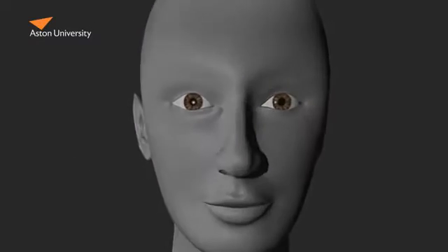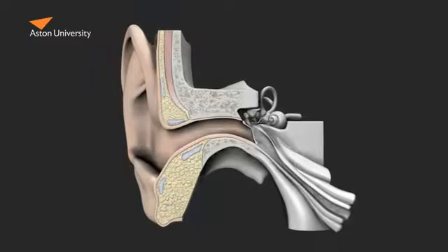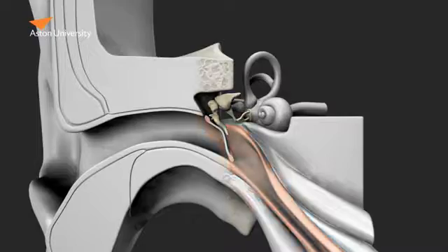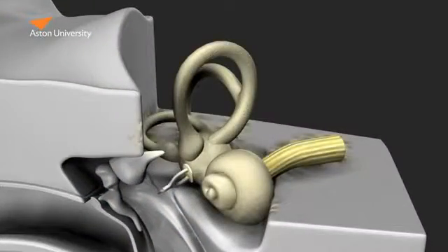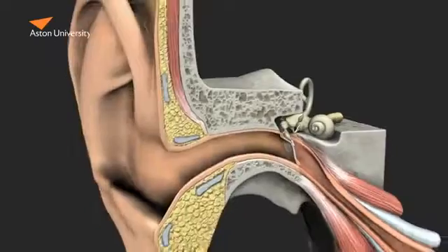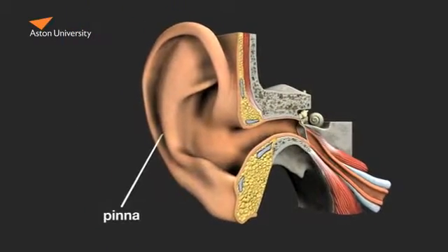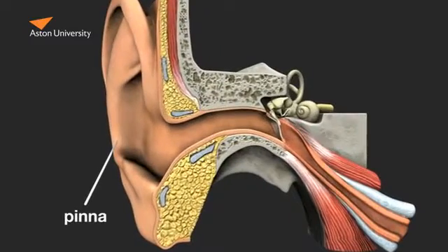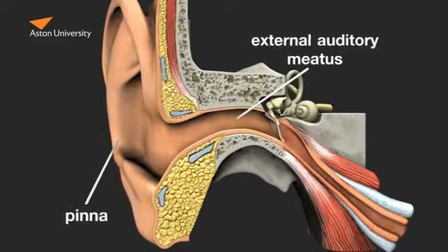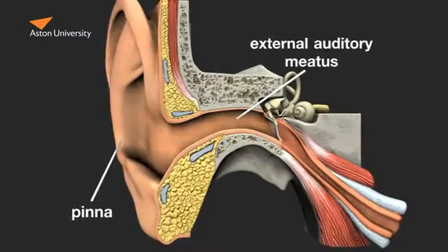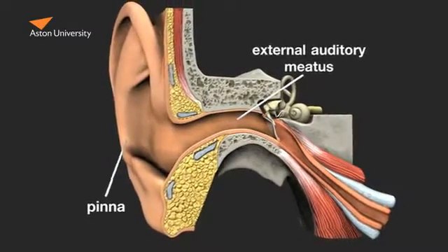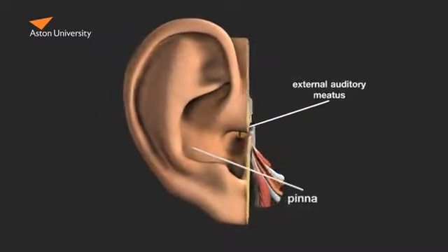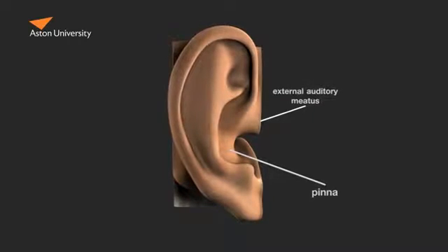The human ear is made up of three parts: the outer, middle, and inner ear. The outer ear consists of the pinna, which serves as protection for the delicate inner parts of the ear, and the external auditory meatus, the ear canal, which collects sound and directs it towards the eardrum. The shape of the pinna also helps to detect where sounds are coming from in the vertical plane, that is, from above or below the ear.